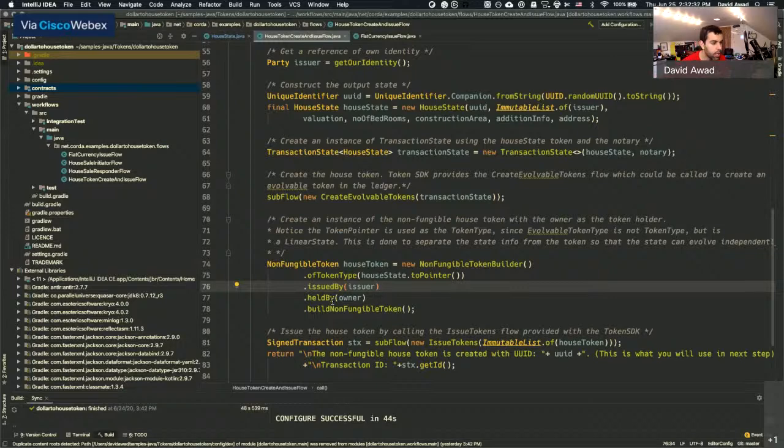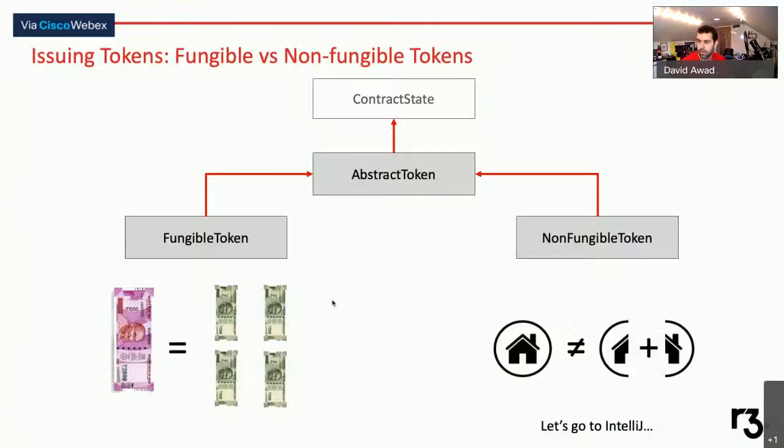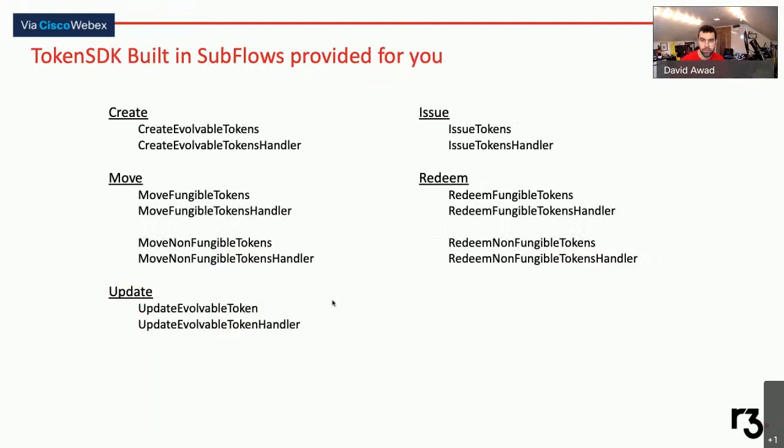So I'm going to jump back into the slides here. Now that we've outlined all of that, I'll give you a quick overview of the actual token SDK built-in subflows that we provided for you. These are a lot of the things you'd expect, so we're just laying them out for you here. This is just reinforcing the abstractions we were talking about before. The subflows to create tokens, the subflows to issue tokens, the subflows to move tokens, and the subflows to redeem them. And lastly, of course, the subflows to update them.